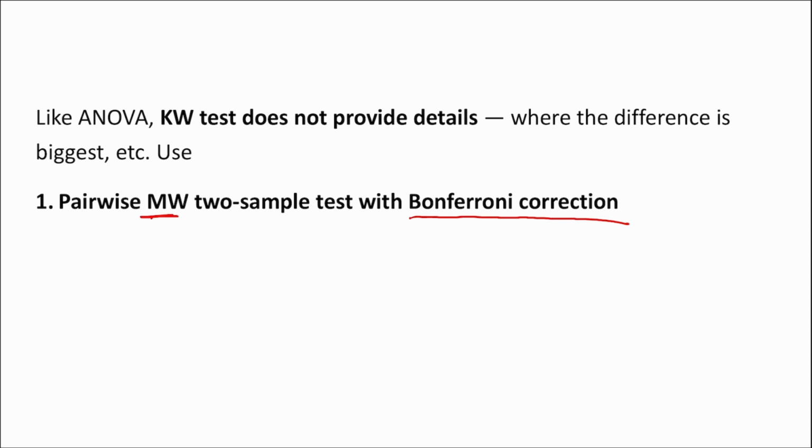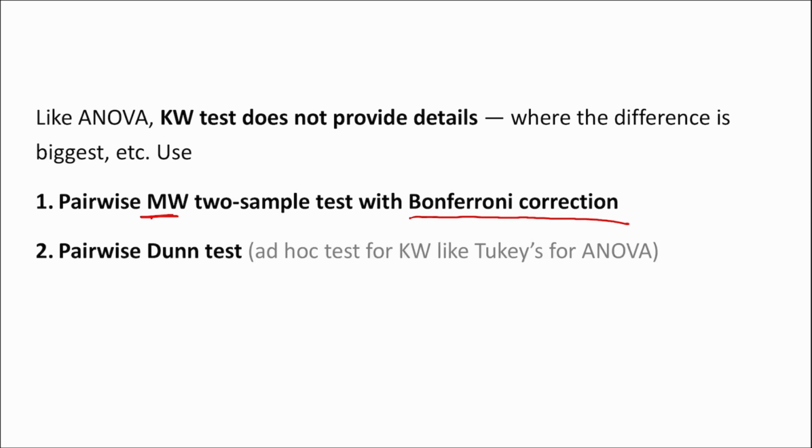There is an analog of Tukey test for Kruskal-Wallis called Dunn test. So it's a post hoc test. It's kind of similar as you use Tukey for ANOVA. It's also kind of ad hoc test. So it's something that you use based on the Kruskal-Wallis results. And that gives you also the idea of pairwise comparison.